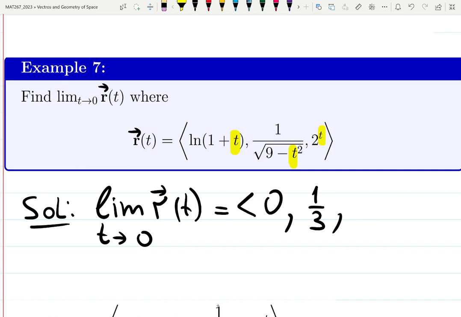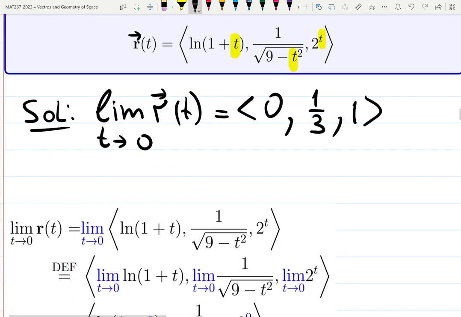It's 1. Good job. 2 to the 0 is not 0. Some people freak out during the test and keep giving me those answers as zeros. Don't do that. So basically, this is what I did. You don't have to write it down.